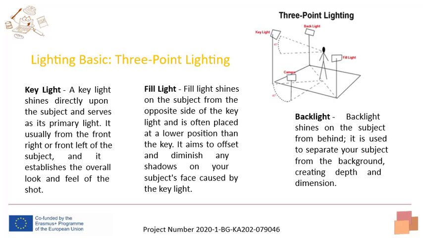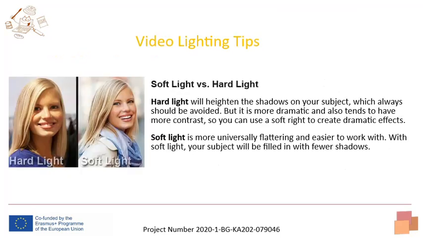Fill light shines on the subject from the opposite side of the key light and is often placed at a lower position than the key. It aims to offset and dampen shadows on your subject's face caused by the key light. Backlight. Backlight shines on the subject from behind. It is used to separate your subject from the background, creating depth and dimension.